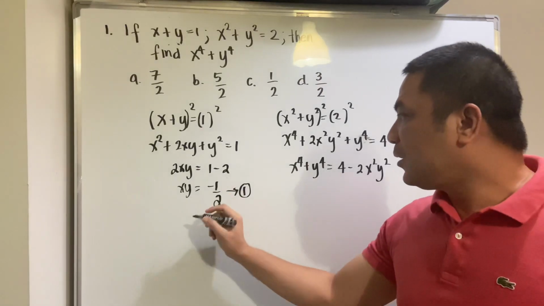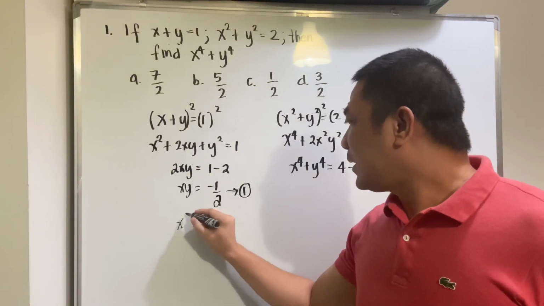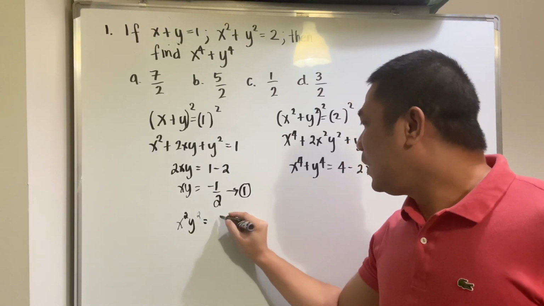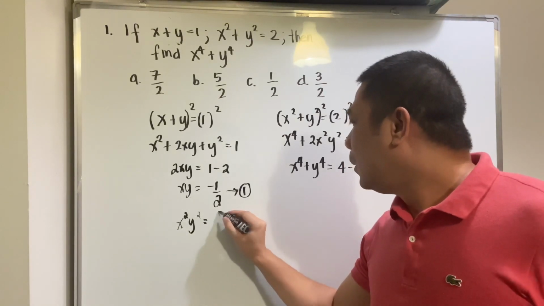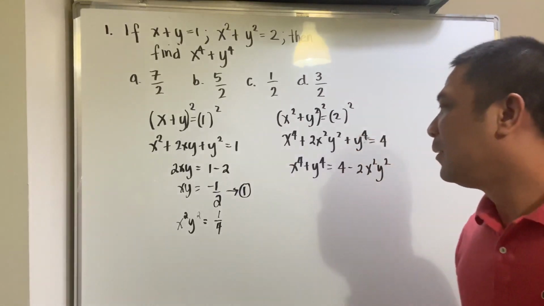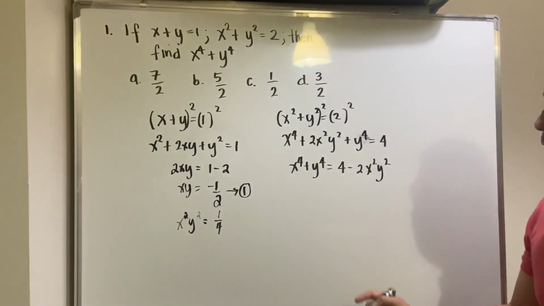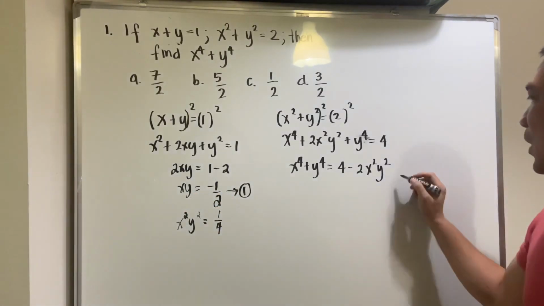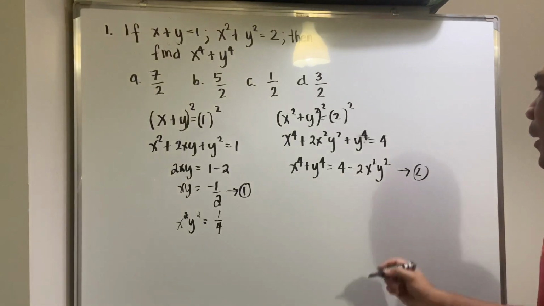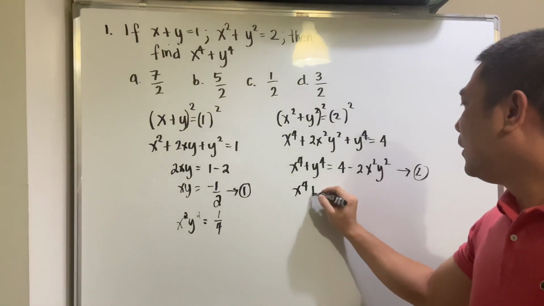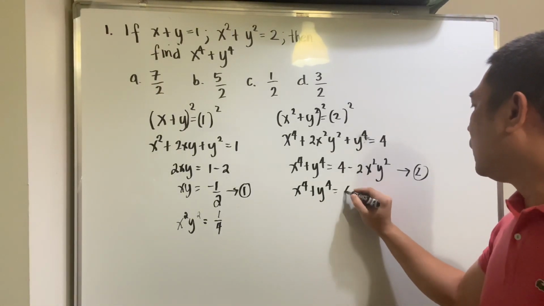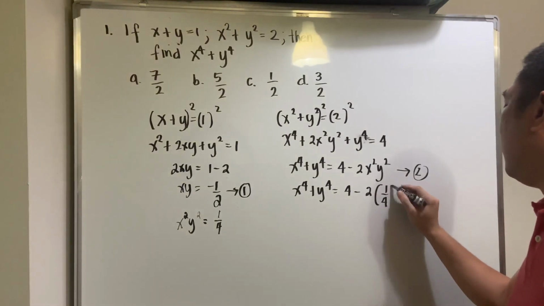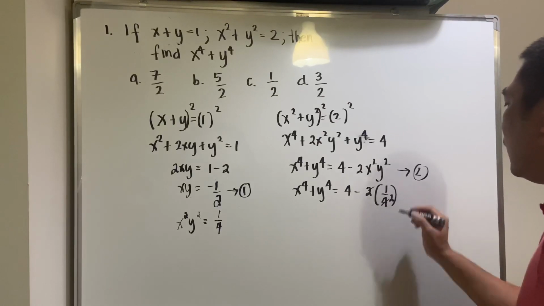So if I square both sides of this equation, I'll have x squared y squared equal to 1/4, right? So in this case, I can substitute the value of x squared y squared into our second equation. So I'll have x to the fourth plus y to the fourth is equal to 2 minus 2 times 1/4. So this cancels out, so only 2 remains.